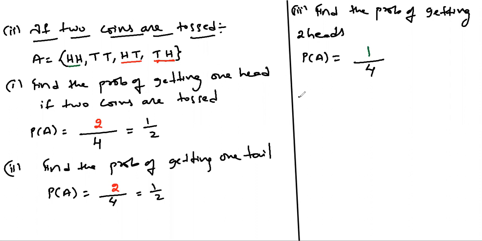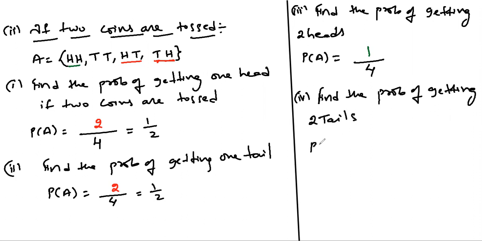Next, find the probability of getting two tails. P of A is equal to the total number of possibilities, 4. Now we have to find out two tails. Two tails, how many are there? Only one. So 1 by 4.